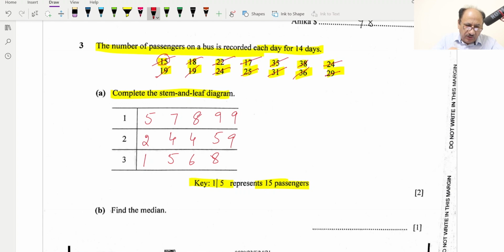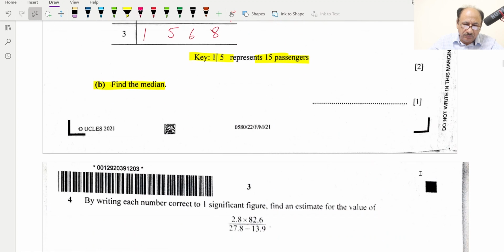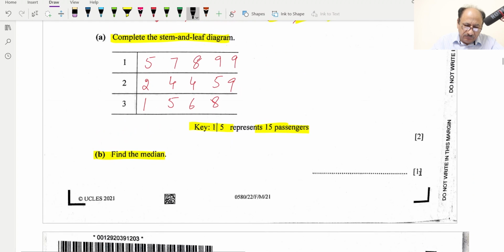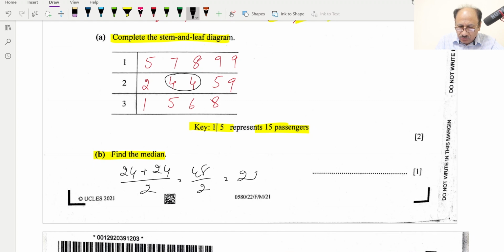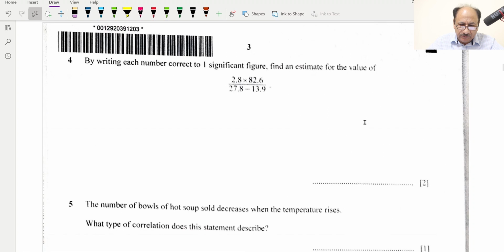Then they are saying find the median. So we have to calculate the median. For the median, we will be checking the middle number. With 14 numbers, the middle numbers will be these two. 24 plus 24 divided by 2, which is 48 divided by 2, which is again 24. So our median number will be 24. Hopefully you got this.